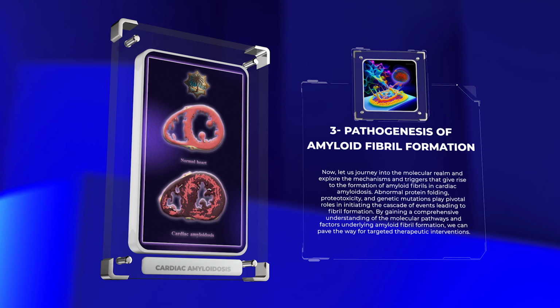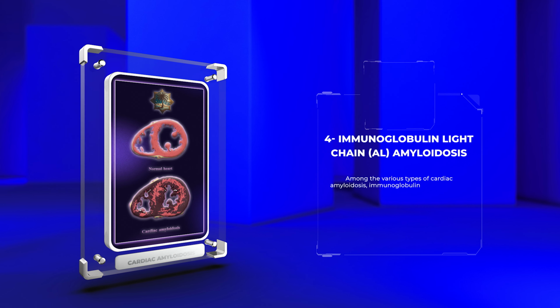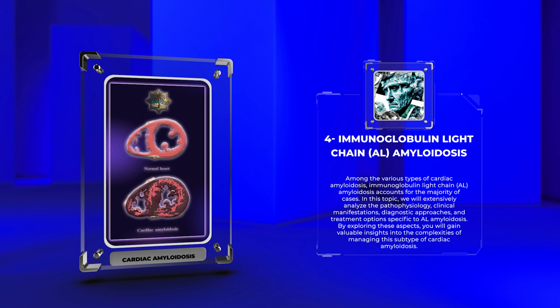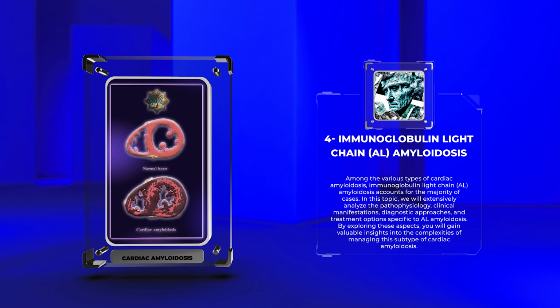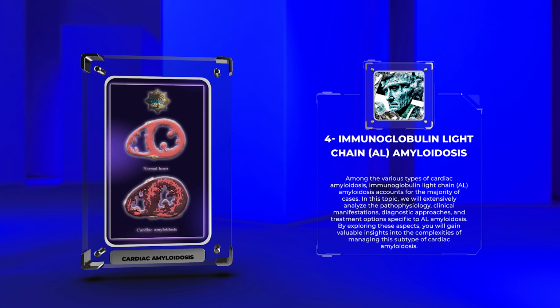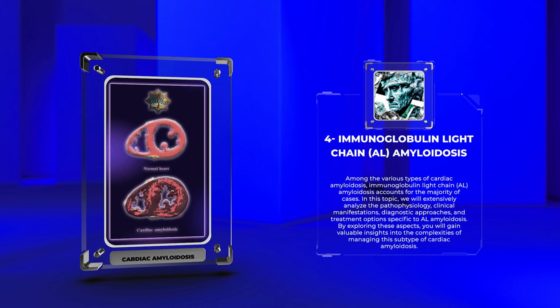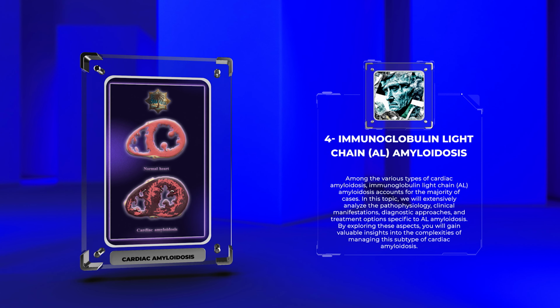Among the various types of cardiac amyloidosis, immunoglobulin light chain, AL, amyloidosis accounts for the majority of cases. In this topic, we will extensively analyze the pathophysiology, clinical manifestations, diagnostic approaches, and treatment options specific to AL amyloidosis. By exploring these aspects, you will gain valuable insights into the complexities of managing this subtype of cardiac amyloidosis.